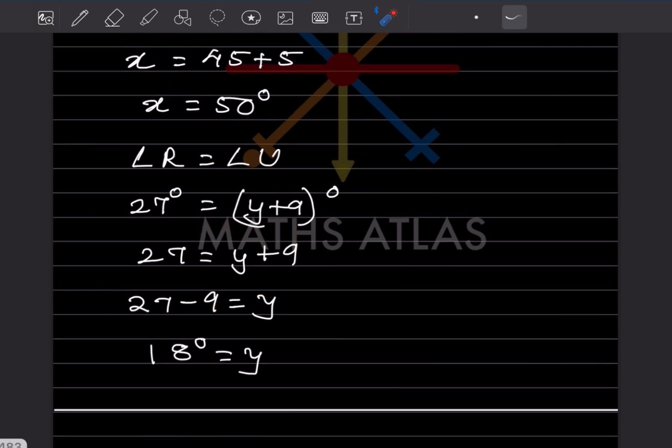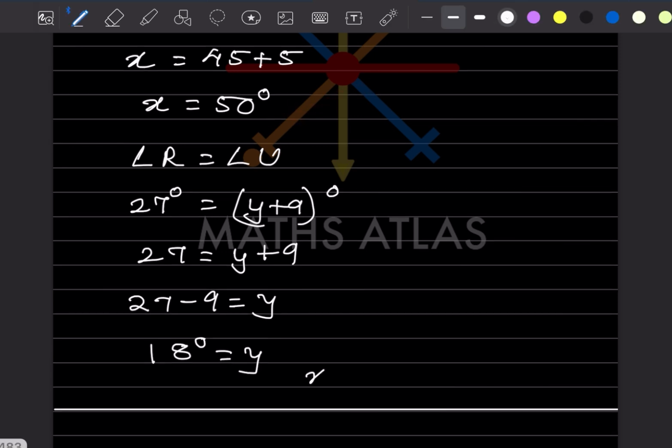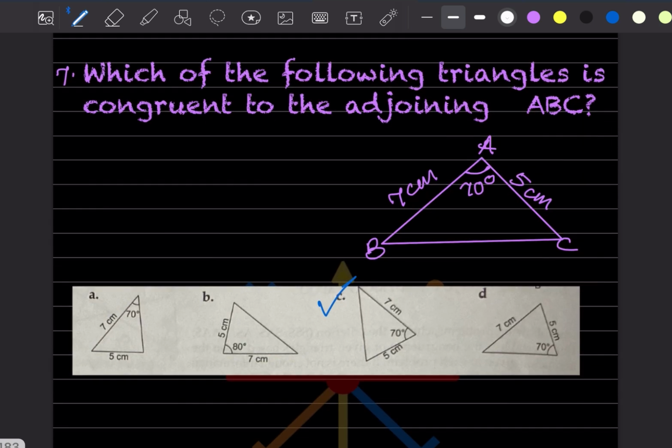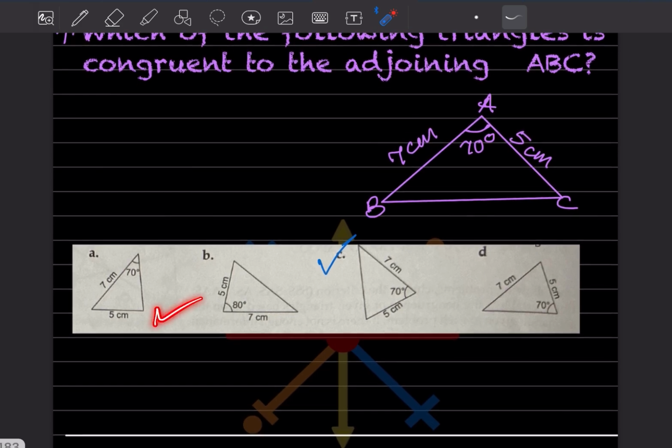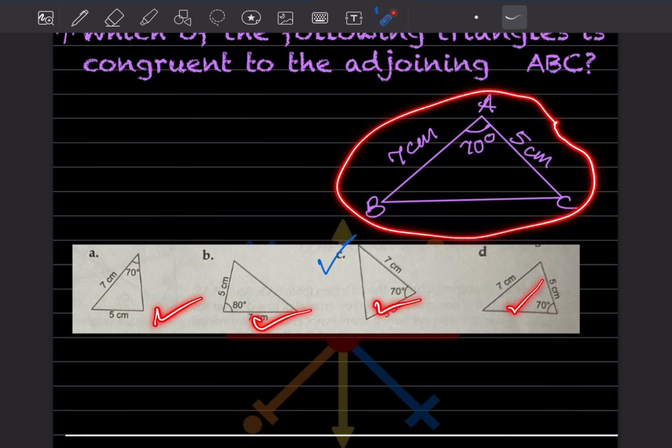So we got the values of X and Y. So X is 50. You can write it separately if you want. X is 50 degrees and Y is 18 degrees. Now the next one: which of the following triangles is congruent to the adjoining ABC? Now these are the triangles given, and the adjoining figure that is given is ABC.